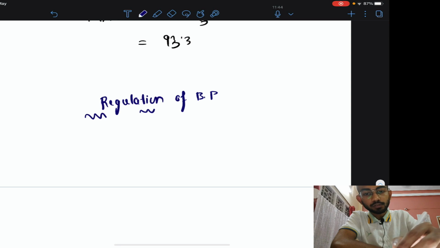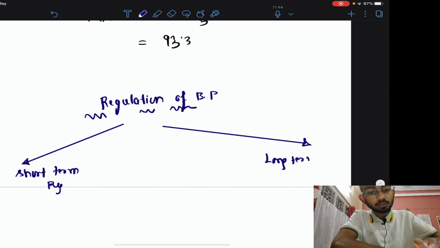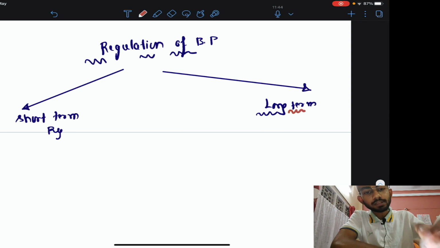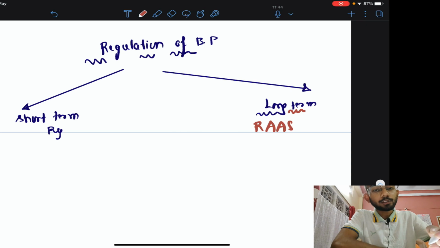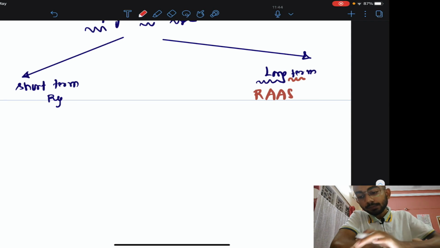Regulation of blood pressure. So talking about the regulation of blood pressure, guys, we have two sorts of regulation. Number one is short-term regulation. Number two is long-term regulation. Long-term regulation of the blood pressure is basically concerned with the RAS, the renin, aldosterone, angiotensin system. This is discussed in more detail in the kidney chapter or the excretion chapter. In this particular chapter, we'll be mostly concerned with the short-term regulation, guys.